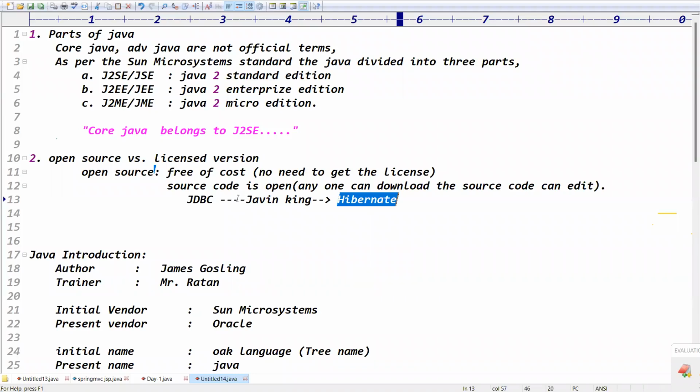Now, open source means what? You can download the source code, we can do the modifications, and we can release our own framework also. Hibernate, Gavin King. You got the point, right? So they downloaded the JDBC open source, made modifications on it, and released the framework called the Hibernate framework.